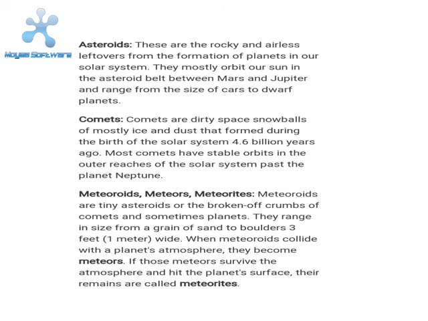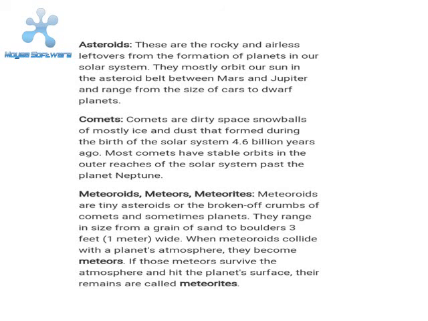So in an easy way we can say that asteroids are the rocky, airless leftovers from the formation of the planets in our solar system. This means that asteroids are leftovers of the formation of the planets in our solar system, and they are mostly found between the orbits of Mars and Jupiter.